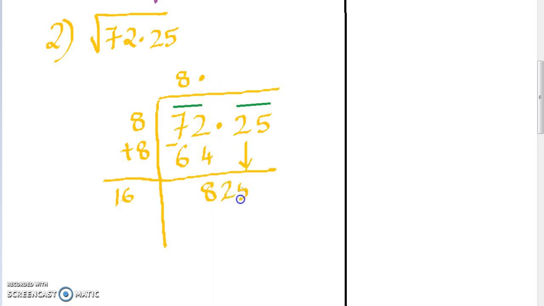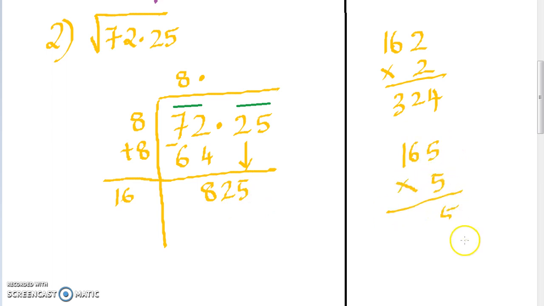So it becomes 825. Now I'll be generating a 3-digit number by placing any number in the ones place and multiplying by that. So that gives me 324, which is not near to 825. Because there is a 5 in the ones place, let's try putting 5. So I get 825. Yes, I got it. So we'll be putting a 5 here and a 5 here, and that's 825. So can we say that the square root of 72.25 is 8.5?